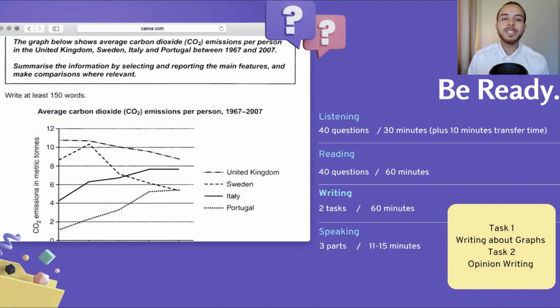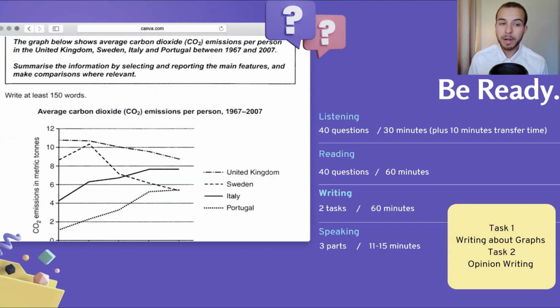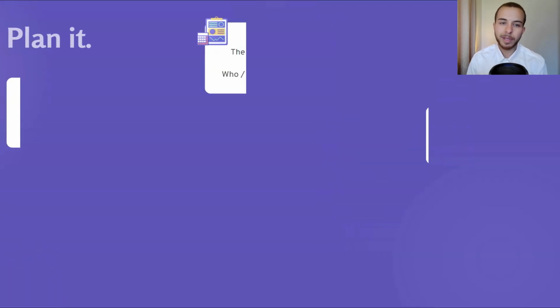That's true. So today, our IELTS writing task question will look like this. The graph below shows an average carbon dioxide emission per person in the United Kingdom, Sweden, Italy, and Portugal between 1967 and 2007. Summarize the information by selecting and reporting the main features and make comparisons where relevant. We have 5 minutes to plan, but today we'll do less.